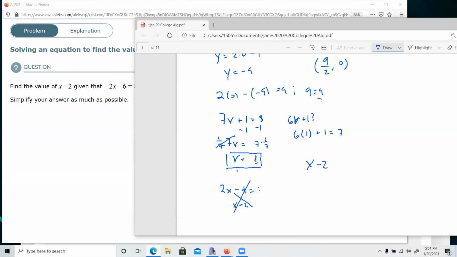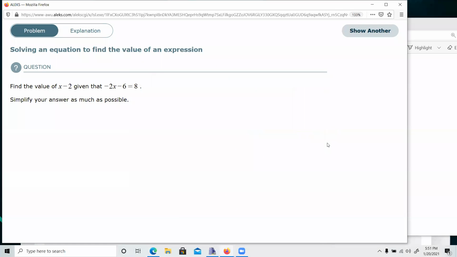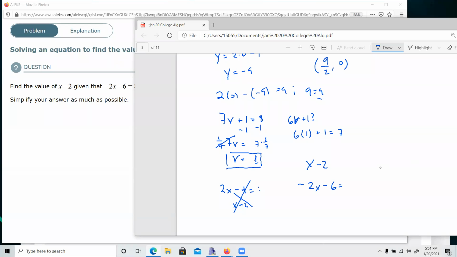Solve for this, given that minus 2x minus 6 is equal to 8. So again, we're just going to solve for the x. We're going to add 6 to both sides. Minus 2x is equal to 14. And then we're going to divide both sides by negative 2, or multiply both sides by negative half. Both will do it. So that'll cancel, and we have x equals 14 over 2, which is minus 7.